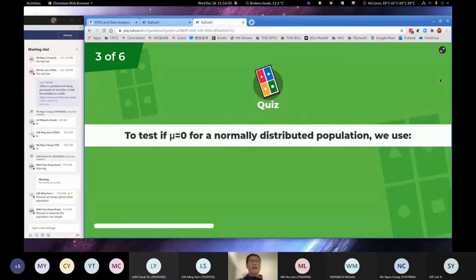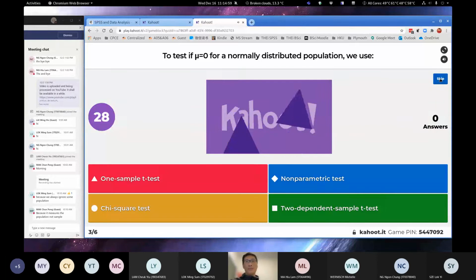Okay, number 3. Now we have a normally distributed population. When it is normally distributed, it also means that it has to be scale level data. So we want to test if this is true. What test do we want to use? Actually, I have only told you one test.